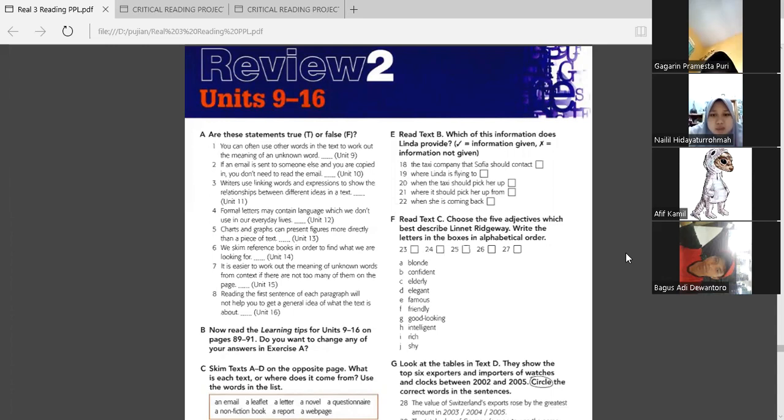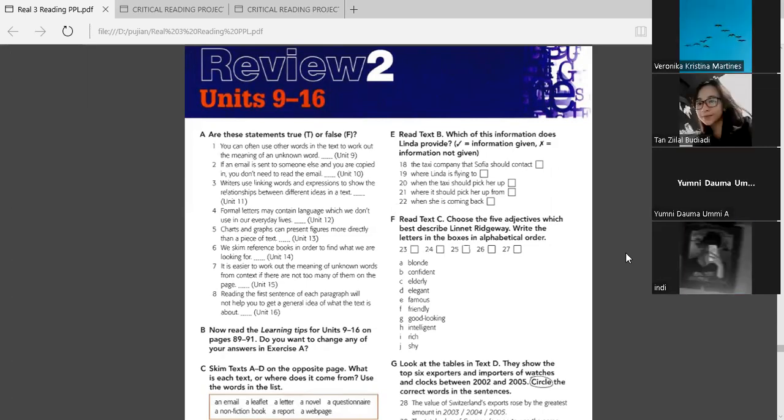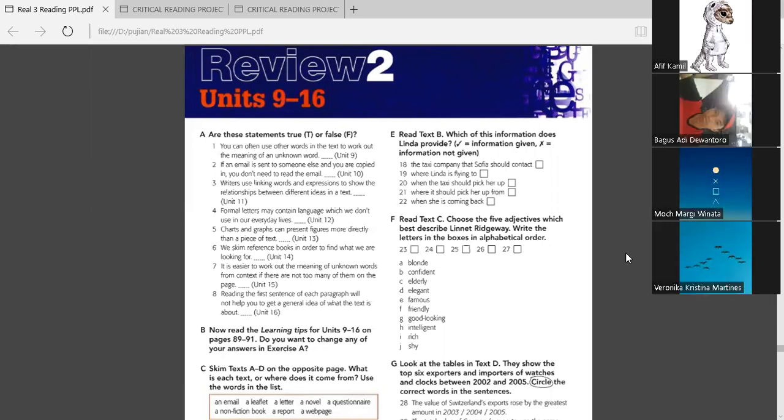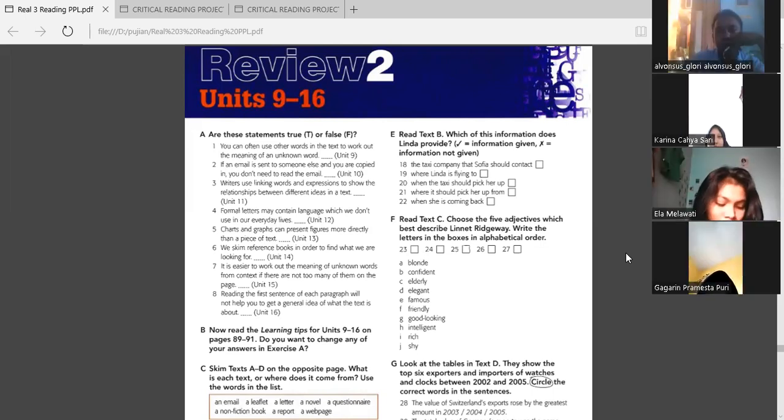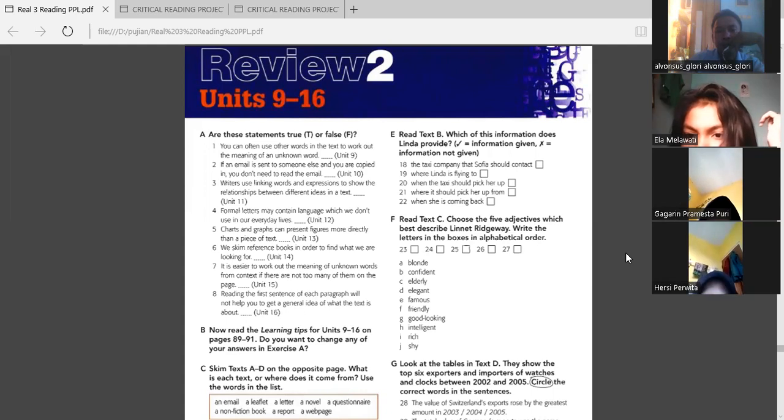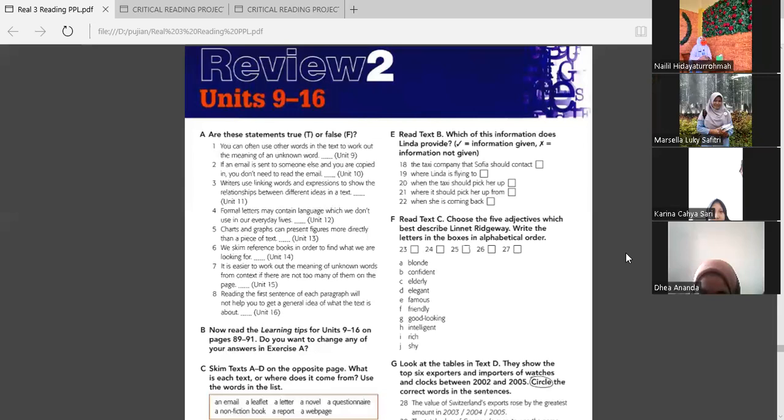Formal letters may contain language which we don't use in our everyday life. Unit 12. I think this is true. True, good, okay. And then Gagarin. Yes, go on. Charts and graphs can present figures more directly than a piece of text, unit 13. What's the right answer? True or false? The answer is true. Good. Okay. Then number six, Karina.